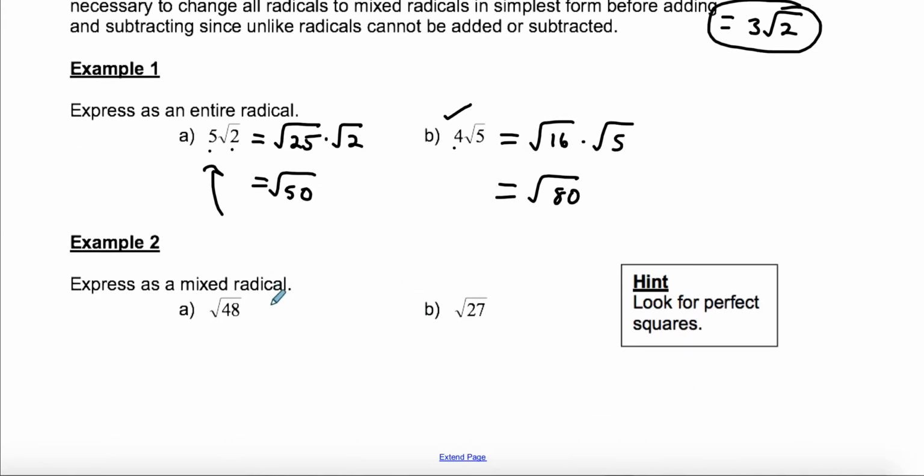Example 2. This is more what I would expect you to see. You have the square root of 48. Well, I know that I can break that down.